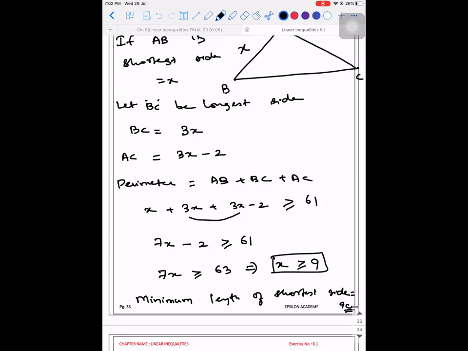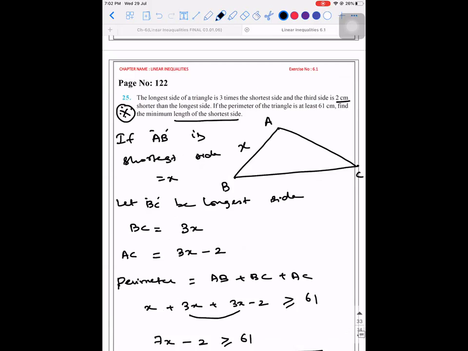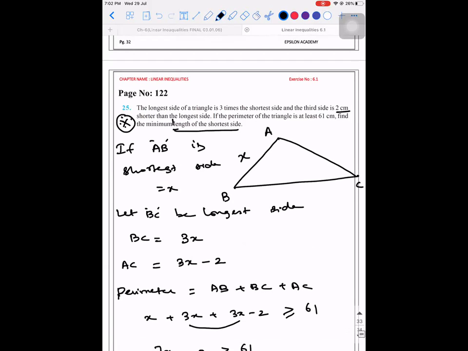Sir, for better understanding, we can represent the solution on the number line, no, sir? No need. Here the number line is not needed. They're just asking for the value. Find the minimum length. The minimum length is 9. What are you going to plot on the number line?